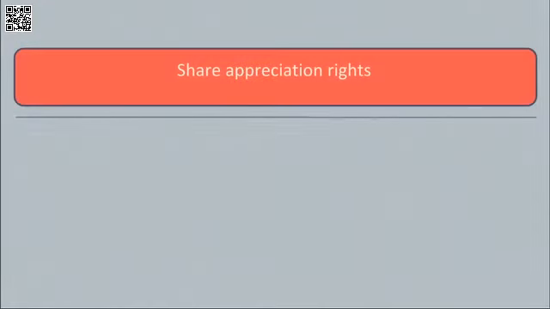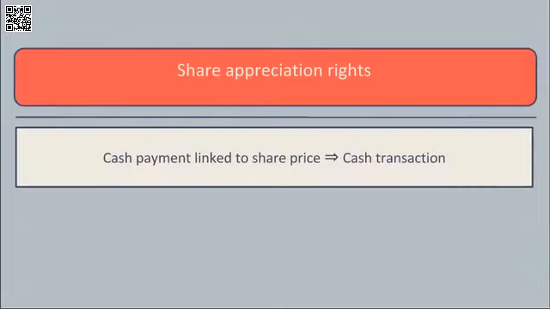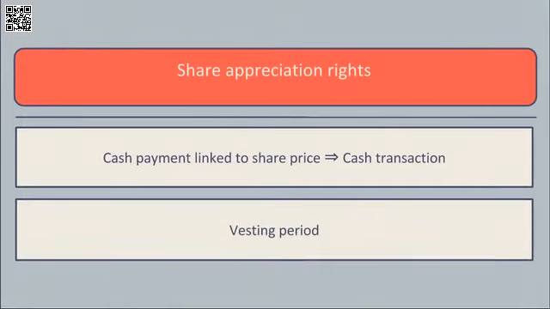So now you know how to record shares that are granted to employees. How do we record share appreciation rights? As I said before, these are when companies pay cash for goods and services, and the price they pay is linked to the share price of the shares. So, although the share price dictates the amount paid, it is a cash transaction. And as with equity, there can be a vesting period for share appreciation rights.